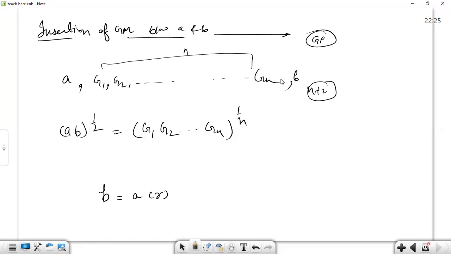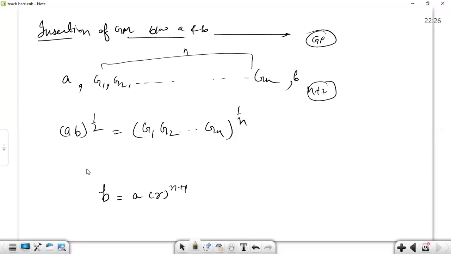So what is its position? N plus 2. No, n plus 2 minus 1, because the nth term of any GP is a into r raised to power n minus 1. Now this time the positioning of this is n plus 2. So n plus 2 minus 1 becomes n plus 1. Clear? Any doubts?